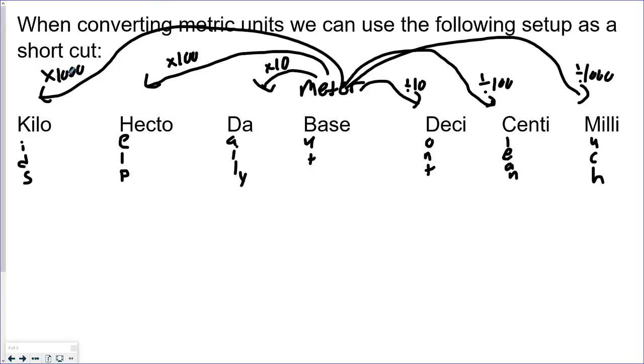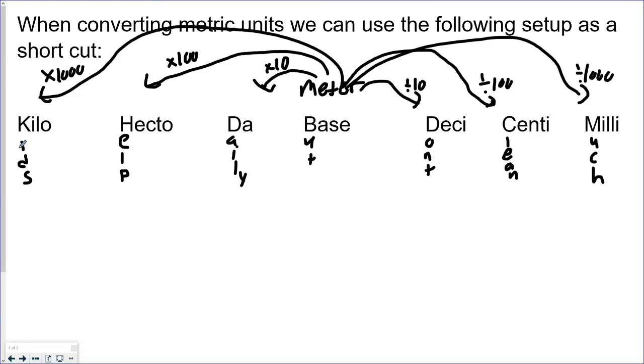So because of that, whenever I multiply or divide by a power of 10, all that happens is I move the decimal. So instead of doing this big, long conversion factor multiplication process, since it's always going to be powers of 10, I just simply need to know where the decimal is going to end up from where it's at.